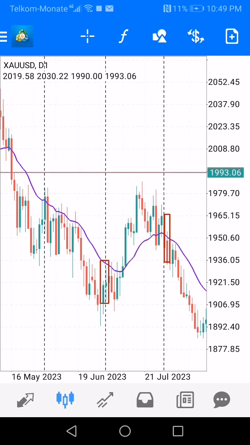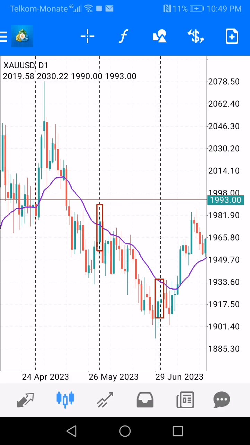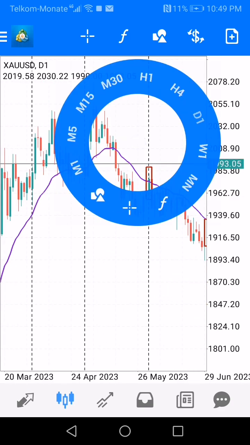Some levels are quarter, some levels are monthly. See? Some levels are 6 months. So 6 months levels are very strong. Quarter are very strong. Can you see?